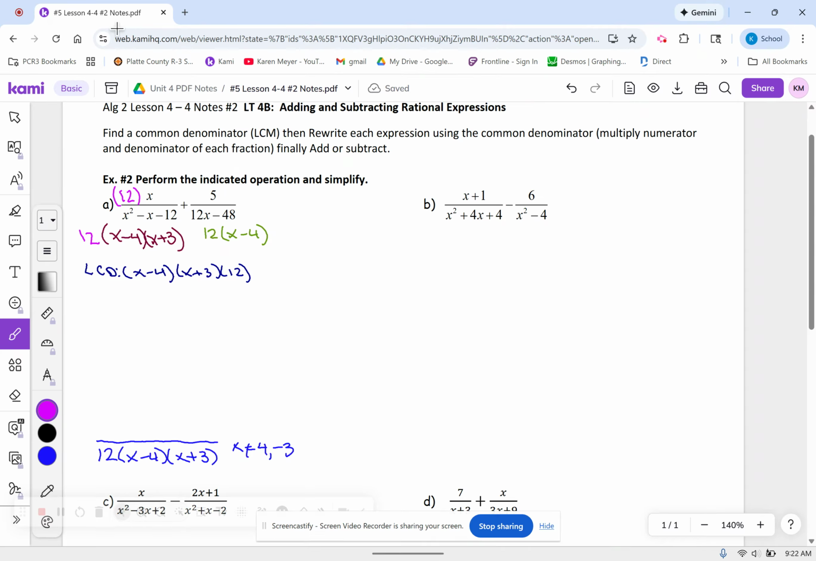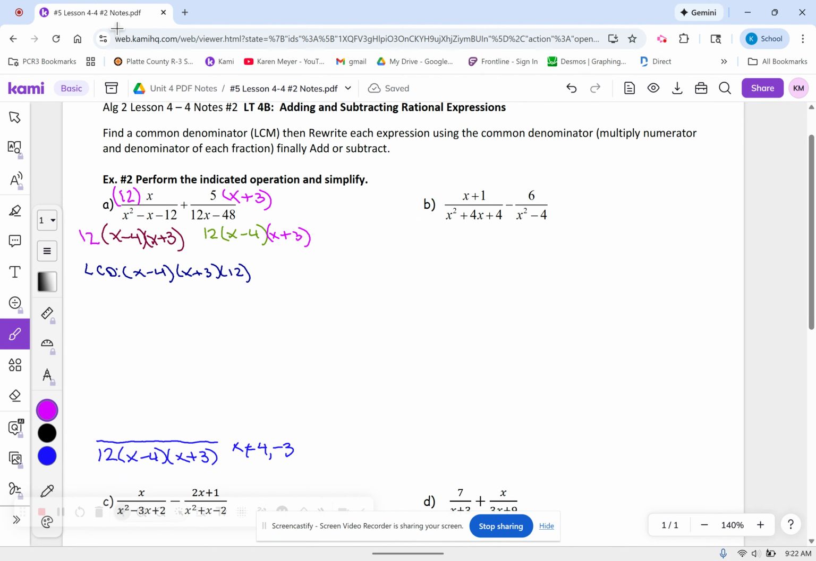So on the green, it has 12. It has x minus 4, so it's missing the x plus 3. If I put x plus 3 here, then I must also put x plus 3 here. Now what I want to do is take the numerators from each fraction. I'm going to write those down, and my goal is to work all that out and combine it together so that my final answer is one fraction.